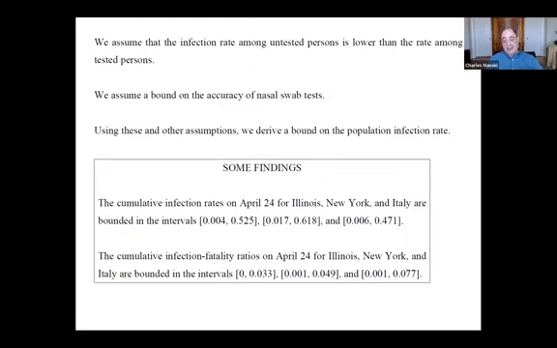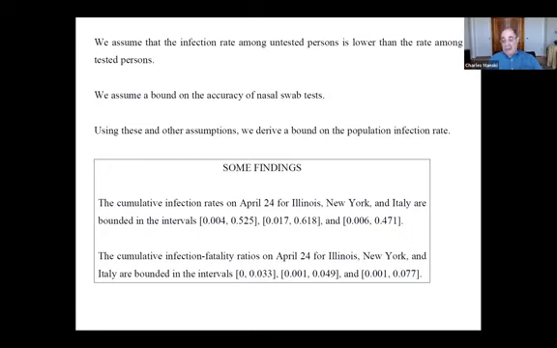So these are the kind of results that we present, which are bounds, first on the infection rate, and you see the bounds on the slide. They're wide, but they're still informative. If you take that bound for New York, which is in the middle, on April 24th, it's between 0.017 and 0.618, okay? Well, that's a fairly wide bound. But it's not between 0 and 1. If we made no assumptions at all, it would just be between 0 and 1, basically. So we actually have to make assumptions even to get it this far down.